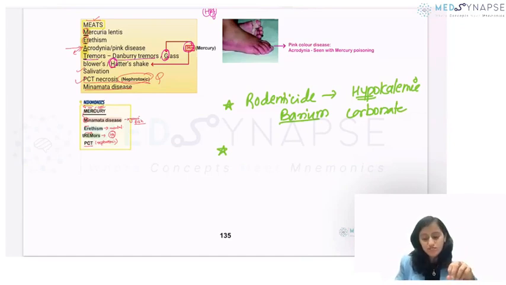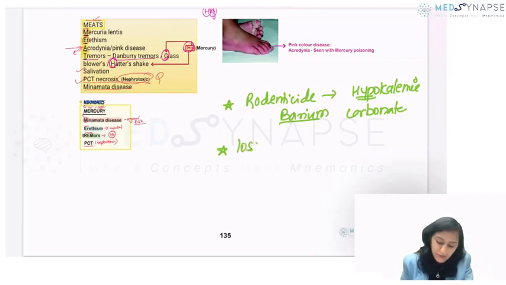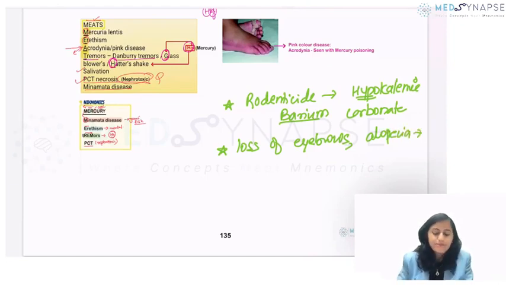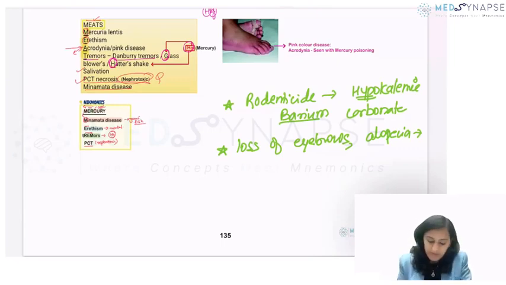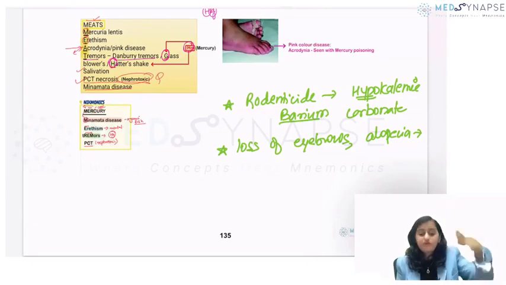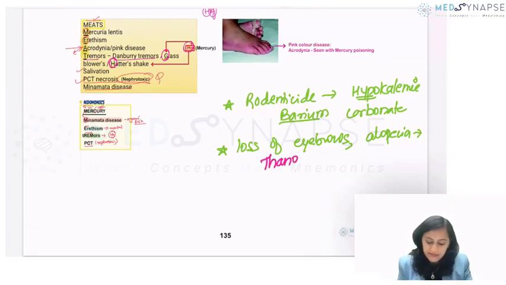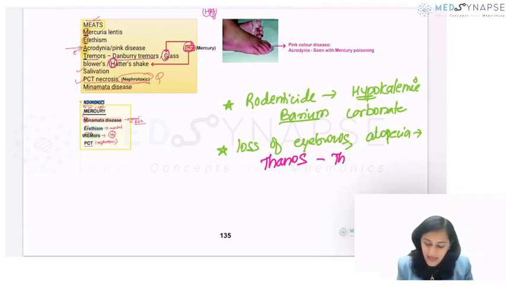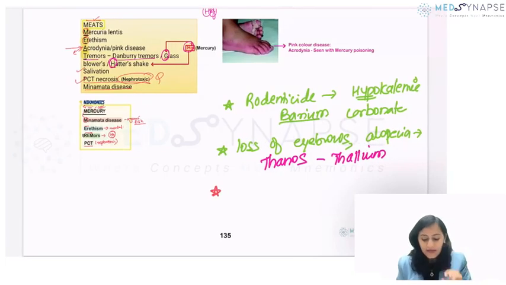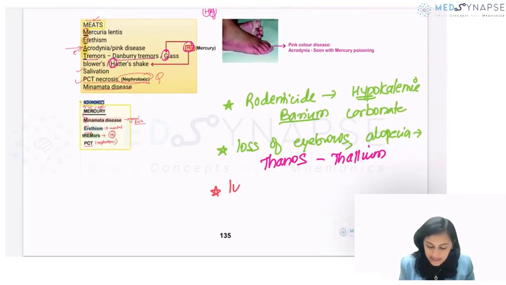Next important question asked, loss of eyebrows. Right? Loss of eyebrows, alopecia, all these are features seen with what poisoning? Very good. Remember it as, imagine the photo of Thanos. How is Thanos? Completely bald, no hair. And imagine the loss of eyebrows. So Thanos is thallium. Okay, thallium is Thanos. Next one that you have, luminescent stools.